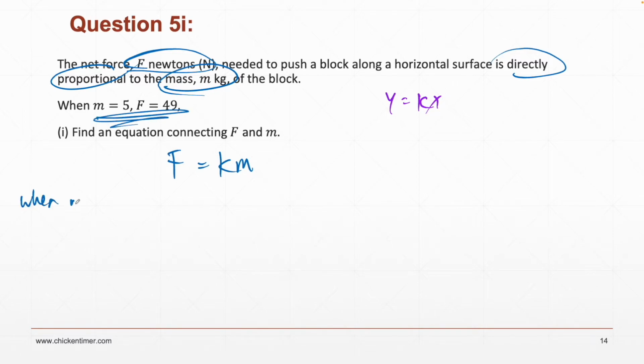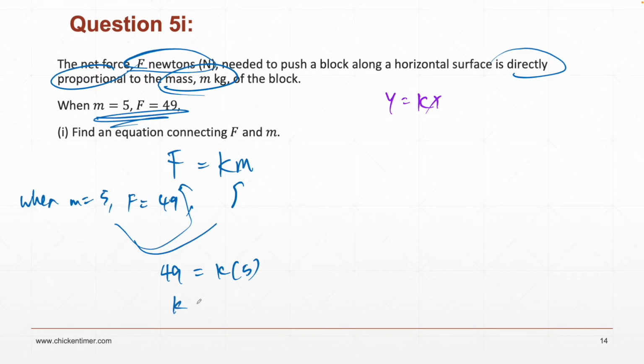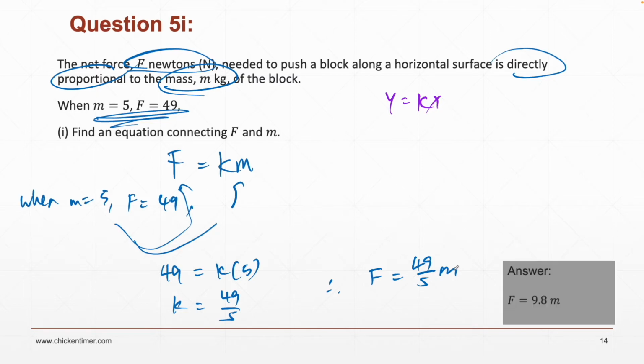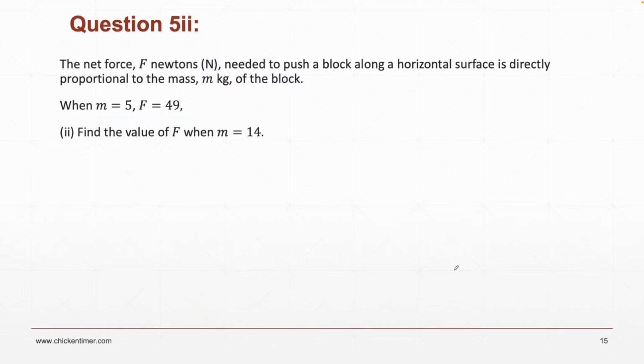When M equals 5, F equals 49. We take these two numbers and substitute into the equation. So our next line will be 49 equals K times 5, so K is 49 over 5. Therefore the equation is F equals 49 over 5 M. This is the equation that connects F and M. Then part 2, since we already have the equation, let me write down the equation again.